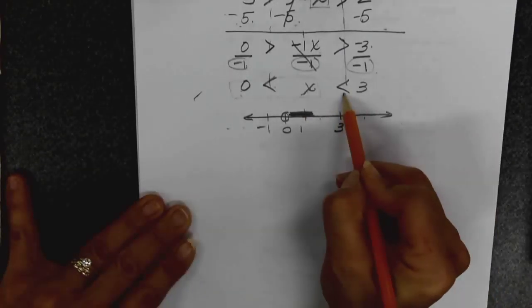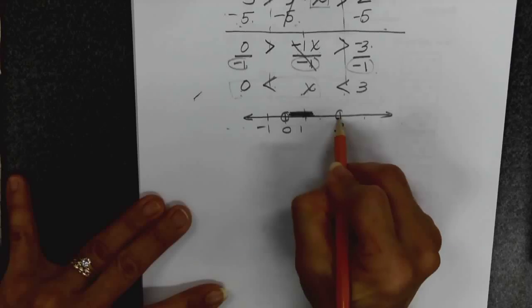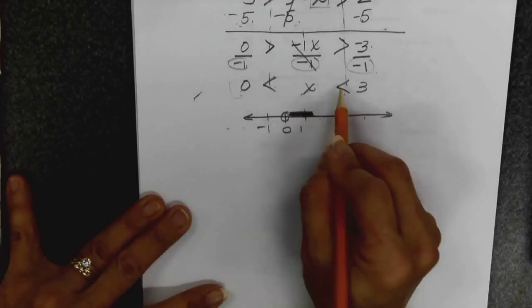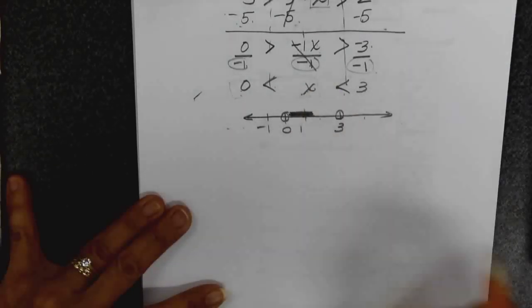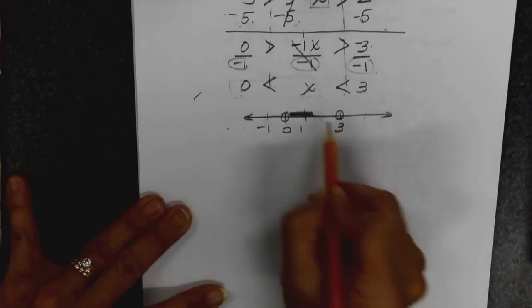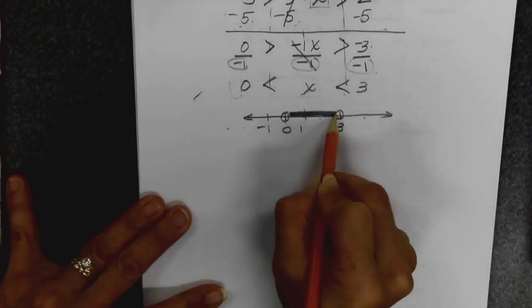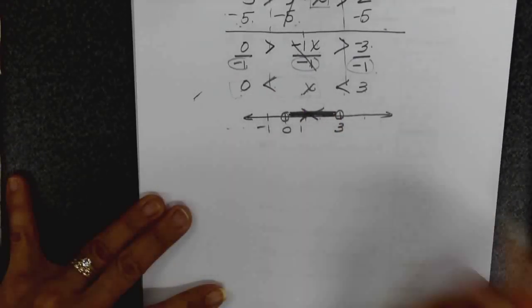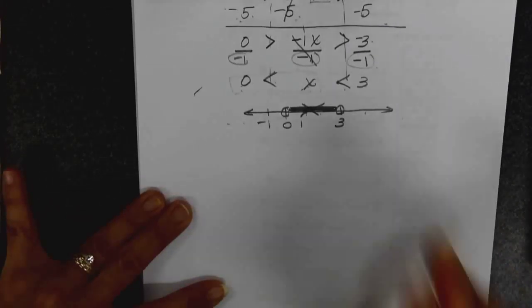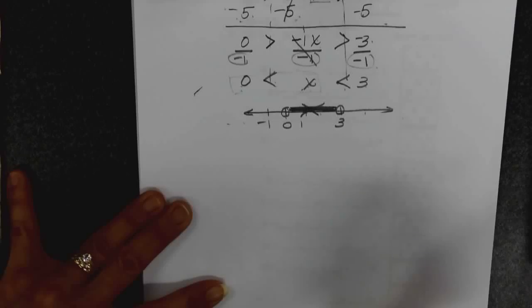Now open or closed at 3? Open. And this one says x is less than 3. So which side, right or left? To the left. So if you notice, they're both pointing toward each other. This is an and. You know you graphed it correctly and you solved it correctly. Okay? Any questions with this?